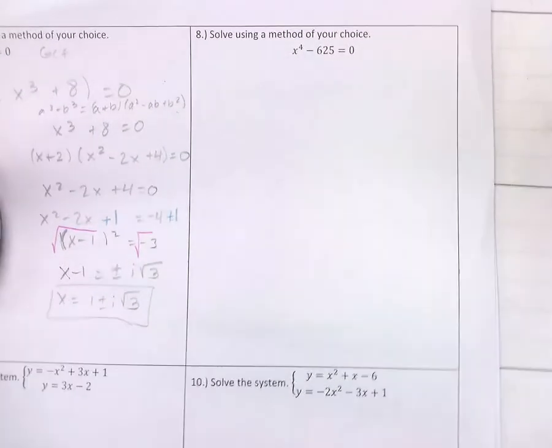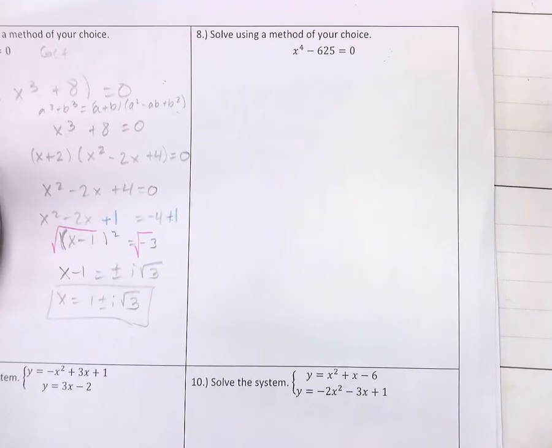Another way you cheat in math: you add 625 and then you take the 4th root of both sides. That's what a lot of people did. That's not right either. Don't do that. This is called a difference of squares. You need to factor to get all the answers. If you don't factor, you're not going to get all the answers.